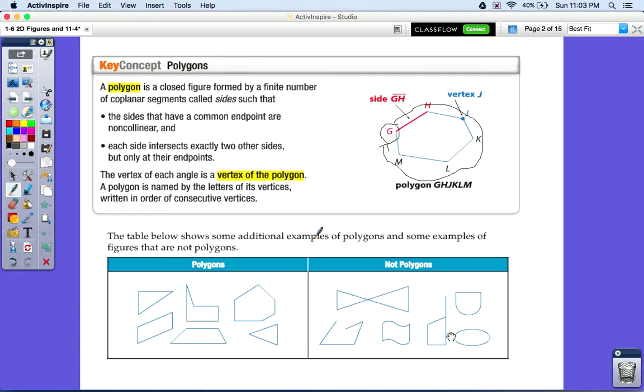This table shows some additional examples of polygons and some examples of figures that are not polygons. All of these are examples of polygons. These are non-examples. This one and this one are not examples because they intersect somewhere other than an endpoint. These 3 have curved sides, and in order for them to have curved sides, they would have to have an infinite amount of segments, and this is not a closed figure, so therefore it cannot be a polygon.